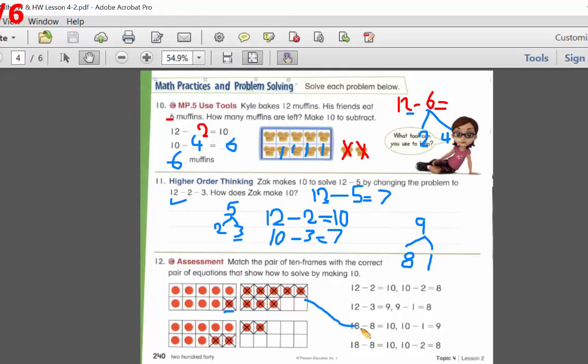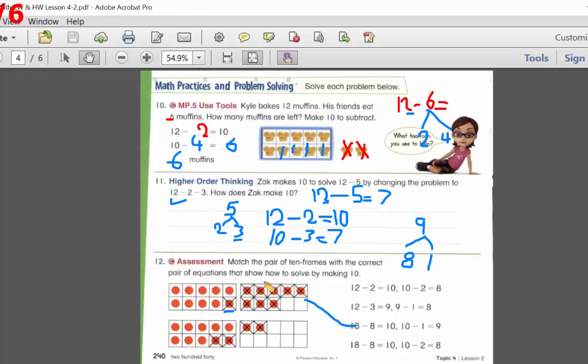Again. First question you will ask yourself, how many counters do I have in all? You will count all the counters. How many altogether? 18. You are right, 18. Then you will ask yourself, how many will you cross out first to make 10? I will cross the counters on the other 10 frame. Here, I'll cross out 8. So 18 minus 8 equals 10. Yes, I got 10.